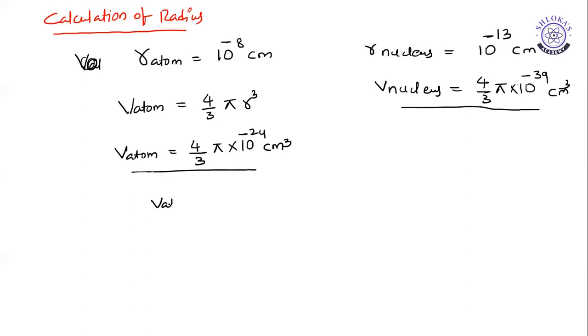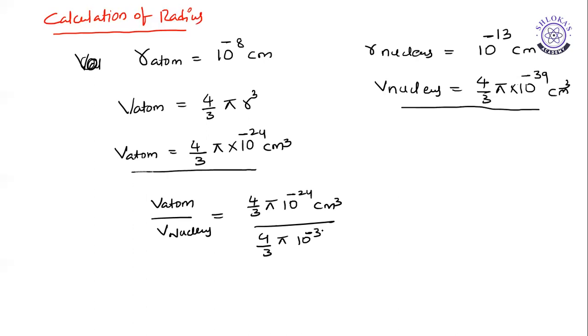For example, from this I can write volume of atom by volume of nucleus equal to 4 by 3 pi into 10 to the power of minus 24 cm cube, by 4 by 3 pi into 10 to the power of minus 39 cm cube. If I cancel these, I will get 10 to the power of 15. Means, as compared to the volume of the nucleus, the volume of the atom is 10 to the power of 15 times bigger. You just imagine how big the atom is as compared to the nucleus.